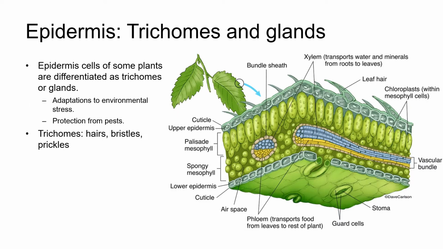Although most of the cells in the epidermis are undifferentiated, the epidermis cells of some plants may be differentiated as trichomes or glands. Trichome is a collective term for epidermal hairs, bristles, prickles, or scales. And in nature, trichomes and glands on leaf and stem surfaces are adaptations which help the plant survive periods of environmental stress, such as drought, heat, or cold, or they might provide protection against leaf-eating predators.